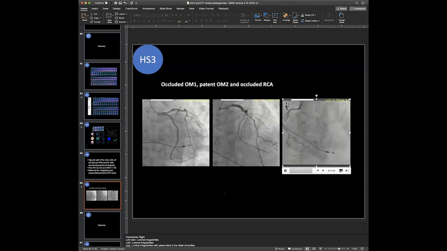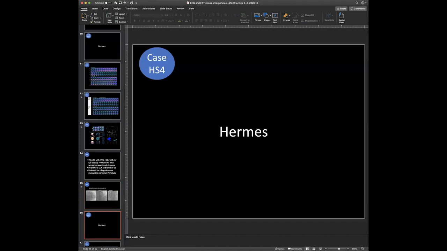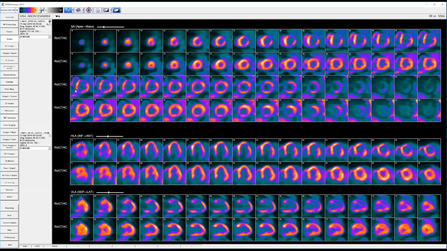Excellent. So let's go to our next case. All right, so I have you back on my viewing software. Can you guys see this? Yes, we see it completely. All right, excellent. So this is again a PET scan.